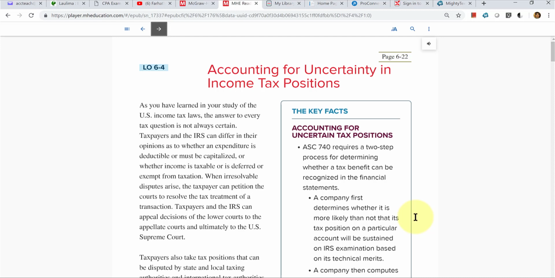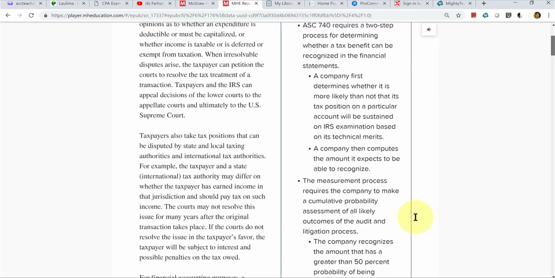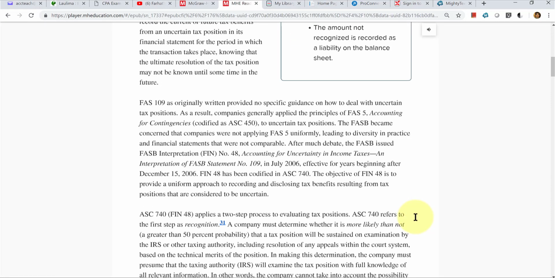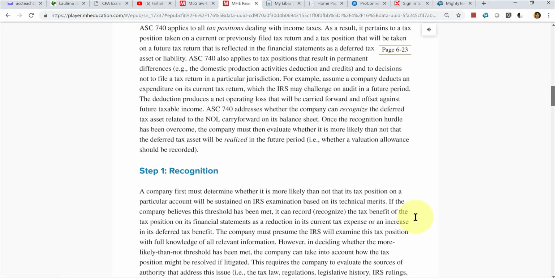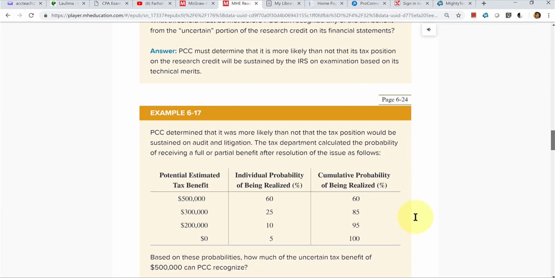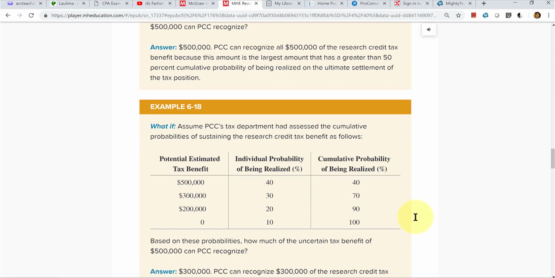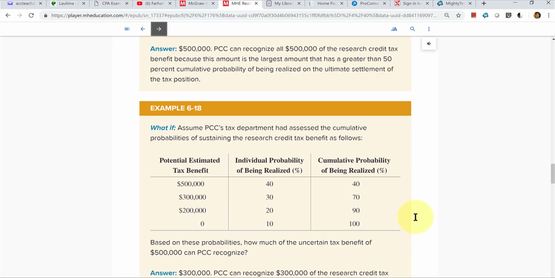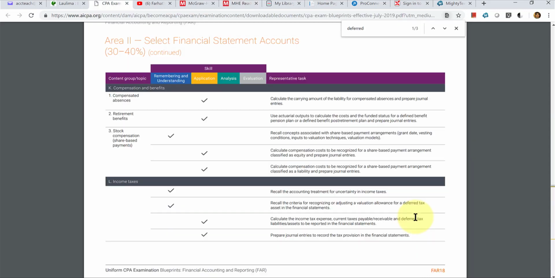Accounting for uncertainty. And the key thing here is you have to know when a certain position is more likely than not to be able to be sustained in the favor of the taxpayer. And this probability has to be done cumulatively. So if you take a look at this example here, example 6-18, the more than likely, again, more than 50%, is this second row here when it reaches 70%. And here's the dollar amount we can say that we can claim. Now, how you get these percentages and the probability is another question. But that's the rule. When you exceed more than likely, in this case, more than 50%, that's the amount that we can record as the benefit. So that's the first of the four different topics listed here.